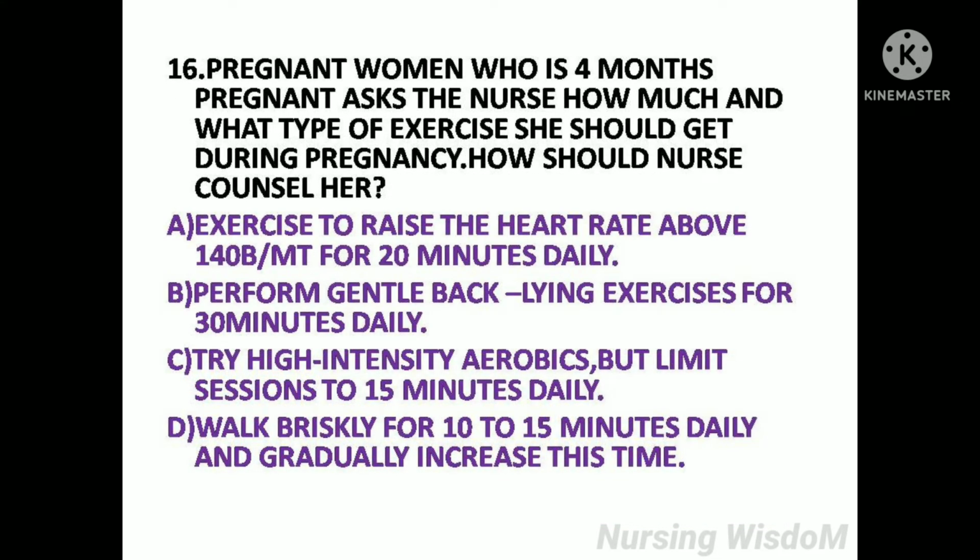Next question. A pregnant woman who is 4 months pregnant asks the nurse how much and what type of exercise she should get during pregnancy. How should the nurse counsel her? Option A, exercise to raise the heart rate above 140 beats per minute for 20 minutes daily. Option B, perform gentle back lying exercises for 30 minutes daily. Option C, try high intensity aerobics but limit sessions to 15 minutes daily. Option D, walk briskly for 10 to 15 minutes daily and gradually increase this time.